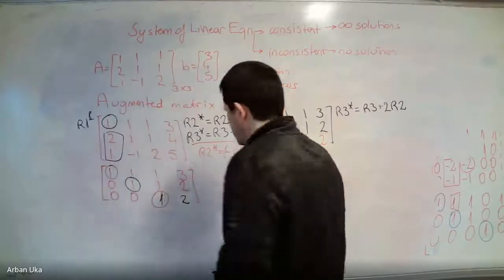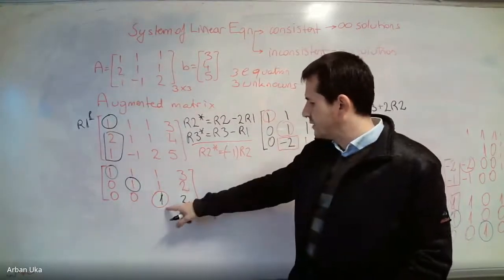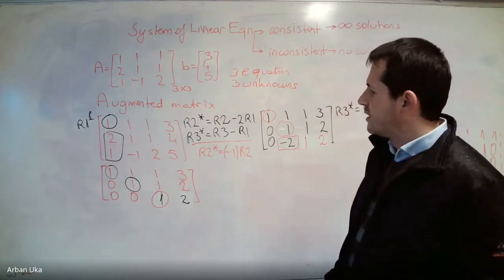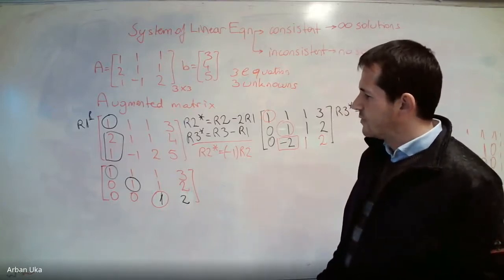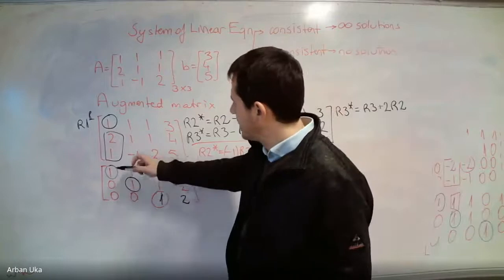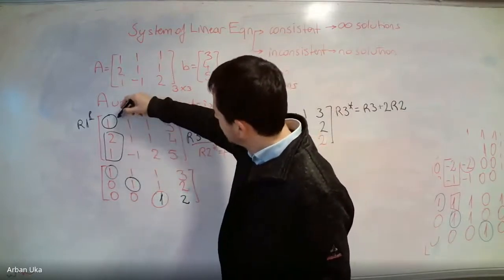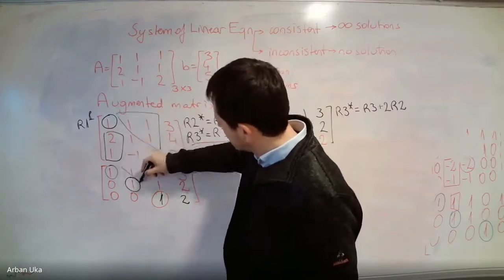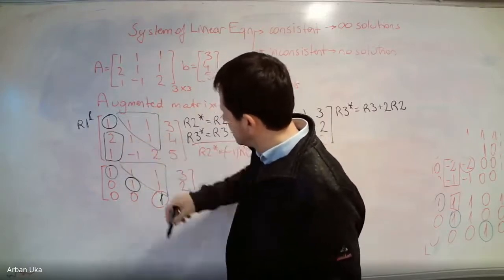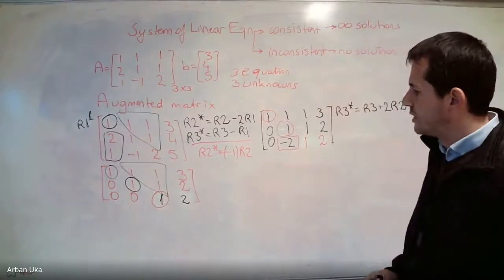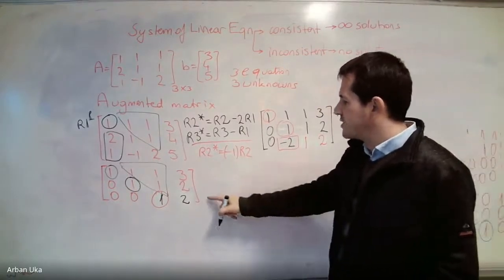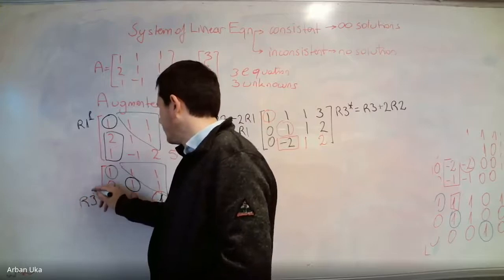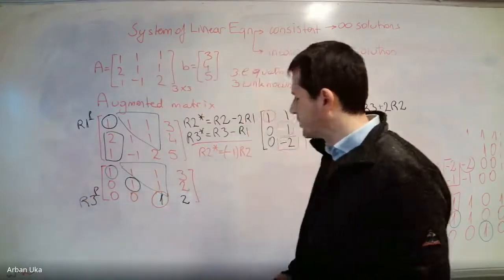Actually, at this stage, it looks like we found what x3 is. x3 is equal to 2. So we have the answer. But now, we don't have a reduced row echelon form yet, because we made zeros only down here. We want to make these zeros also. How can we do it? We can use row 3 as a pivot row. So row 3 will be used as a pivot.